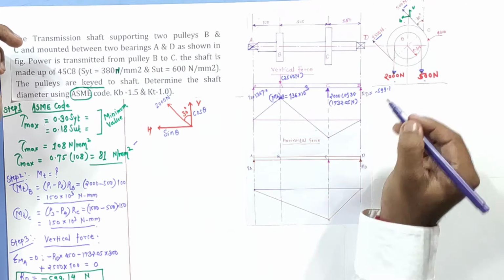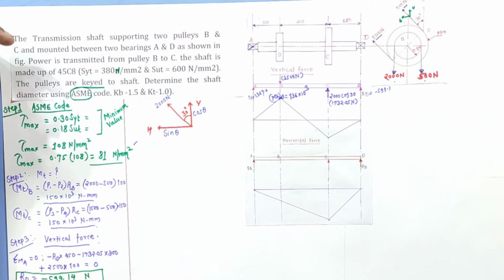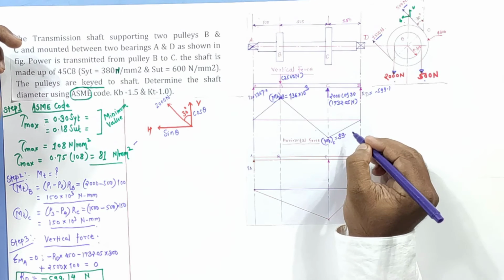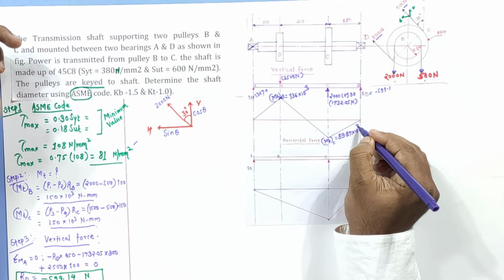599 is a minus, so I'll get the bending moment at point C, pulley C: RD into the distance. How much is the distance? 150. And RD is given as minus 599.1 into 150. If I multiply this, I'll get the bending moment at C, 89.87 into 10 raised to 3. So I'll write here, bending moment at point C, 89.87 into 10 raised to 3.